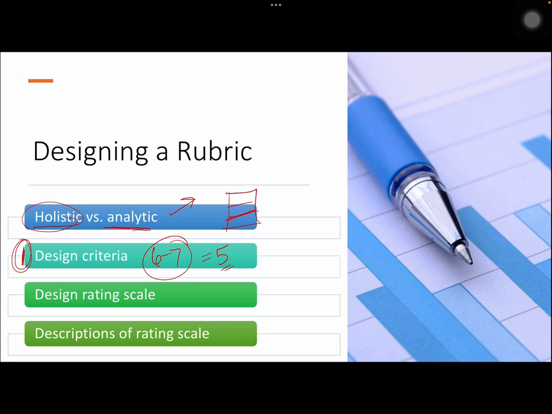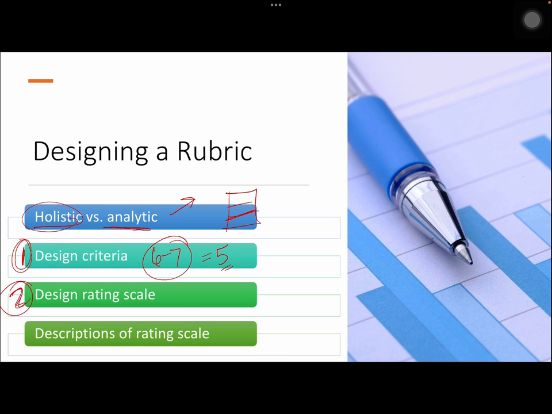Especially as you continue using rubrics, you're going to want to tweak these to reflect the proper weighting. You might say, you know what, I don't really care about formatting as much anymore. I'm going to give that a lower rating, but I care more about the structure of the paper, for example.